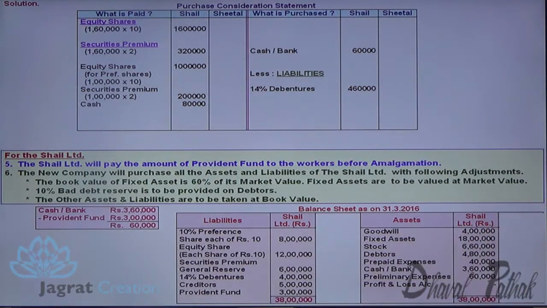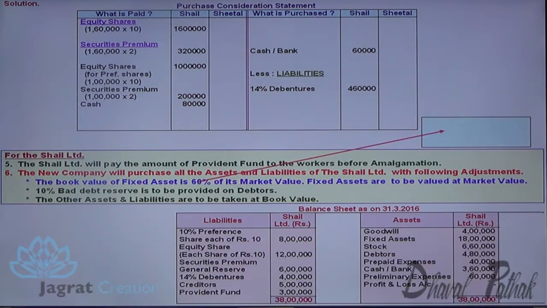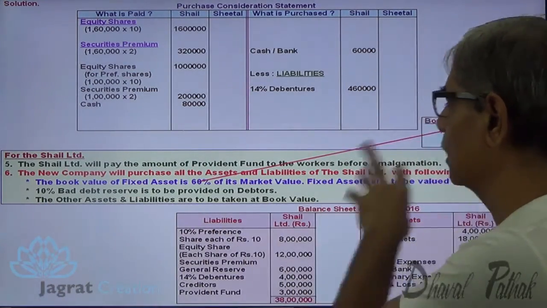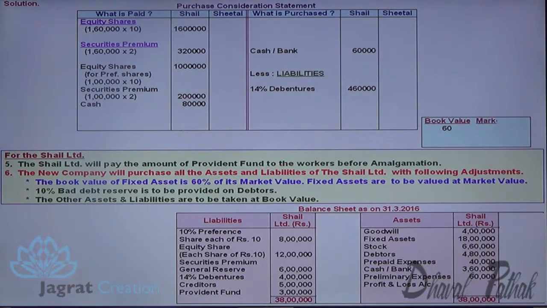The new company will purchase all assets and liabilities of Sheetal Ltd. With the following adjustment: the book value of fixed assets is 60% of its market value. So, if the market value is 100, then book value is 60, because the book value is 60% of its market value. So, if the book value of fixed assets is 18 lakhs, what is the market value, meaning exchange value? Exchange value of fixed assets is 30 lakhs. So fixed assets are purchased at a price of 30 lakhs by the new company.